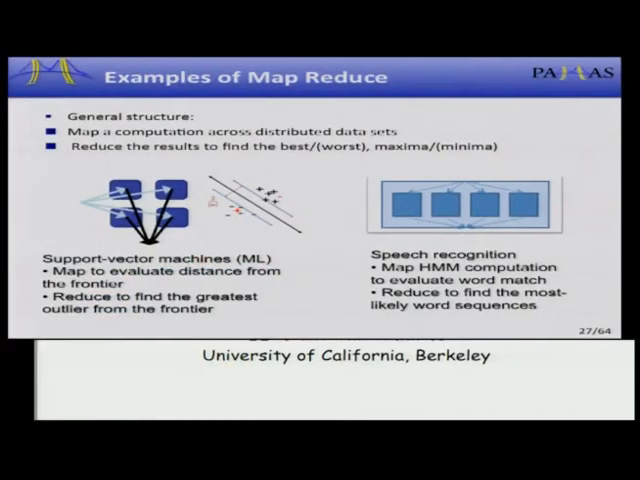So here's a couple examples. What we find in the same support vector machine learning, when we're doing that evaluation, I just showed you that error condition or optimization condition where we met. We compute the distance between any point in this vector space and a particular frontier that we've built. All those computations are independent, and we map that computation out, and then we reduce it back together to see who's the farthest outlier from this frontier that we built. Or in speech recognition, we map this hidden Markov model computation, evaluate each word match, and then we reduce to find the most likely word sequences.